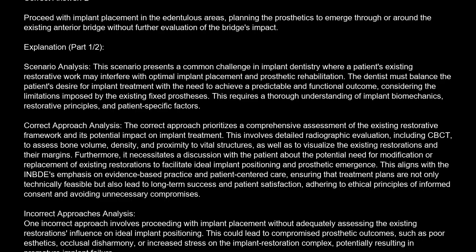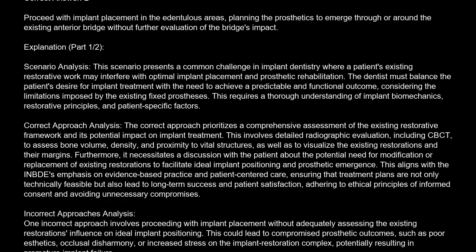The dentist must balance the patient's desire for implant treatment with the need to achieve a predictable and functional outcome, considering the limitations imposed by the existing fixed prostheses. This requires a thorough understanding of implant biomechanics, restorative principles, and patient-specific factors.